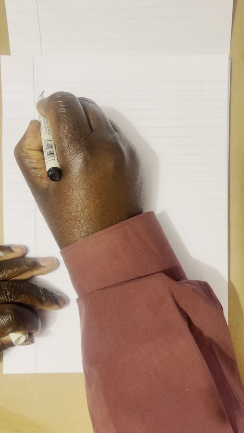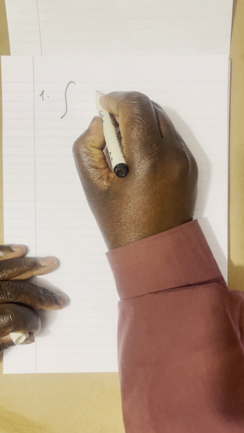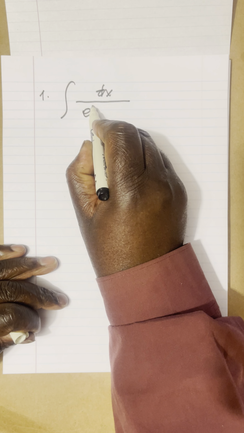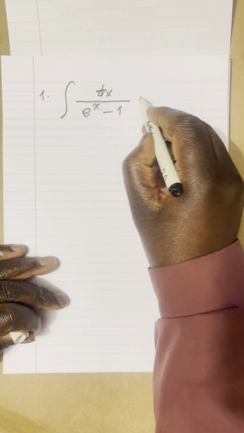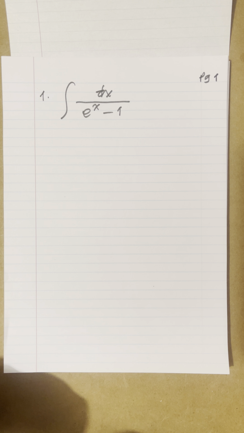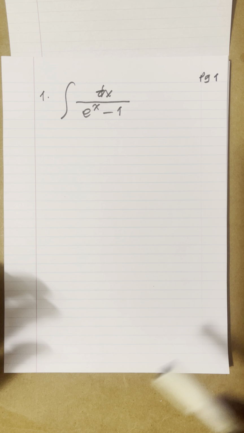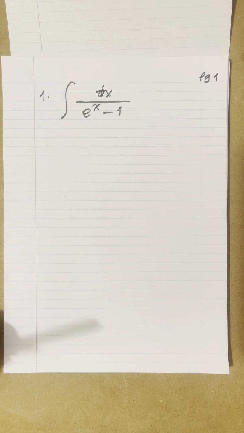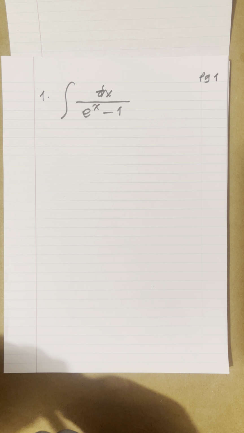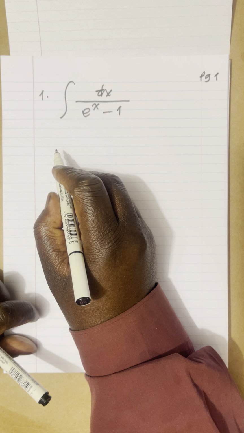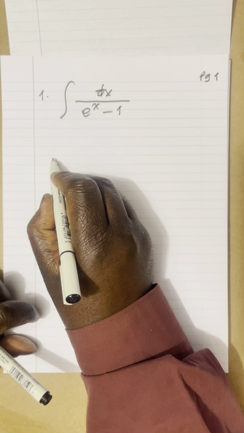Our first integral is the integral of dx all over e to the power x minus 1. This is page 1. Now, if you have watched some of my previous videos, I've spoken about what I call the special one. It's a technique that we employ to be able to evaluate some rather complicated integrals if you are not very careful. So in this case, we are going to introduce e to the power minus x in the numerator and in the denominator as follows.